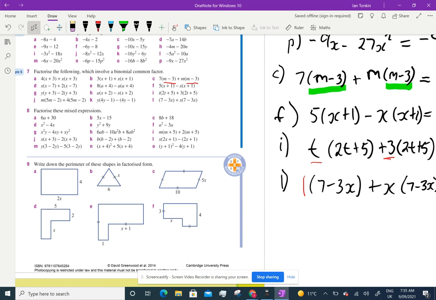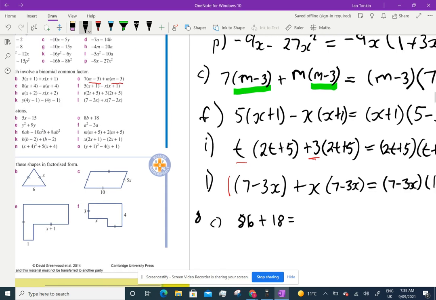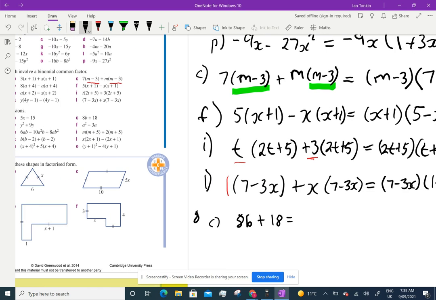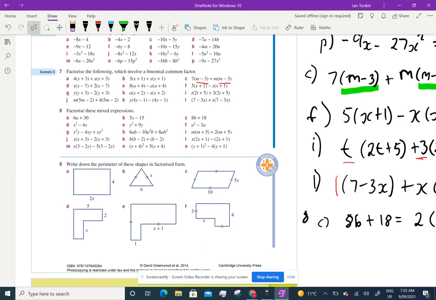8. And is this the last question? 8 and then 13. So 8. What do we got? C. 8b plus 18. Well, all I can take out is a number. The only number that goes into both, I think, is 2. So I'll take 2 out of that, and I'll get 4b plus 9. I'm just checking over here. What question is this? 8. 2 outside of 4b plus 9.